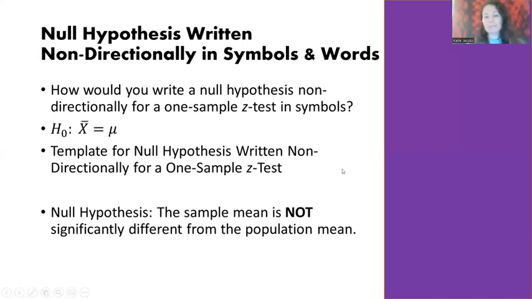And we also have a template for this as well. So our template for the null hypothesis, written non-directionally for the one sample z-test, is null hypothesis. We have to identify which one we're doing. Put a colon to say this is the null hypothesis. And we say the sample mean is not significantly different from the population mean.